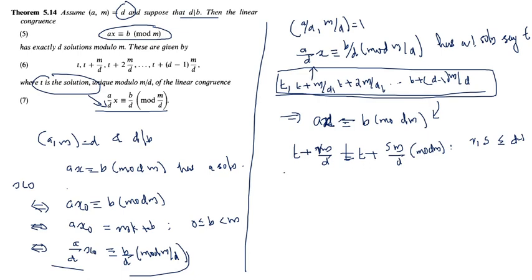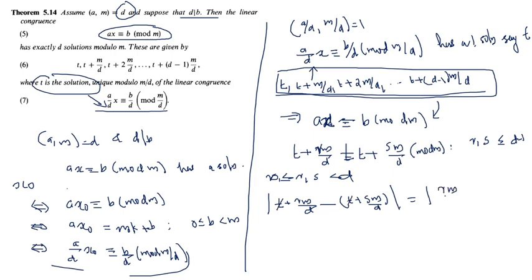So we consider an R and S such that 0 less than or equal to R and S strictly less than D, or less than or equal to D minus 1, and consider T plus R times M by D minus T plus S times M by D, which is equal to, T and T cancel.